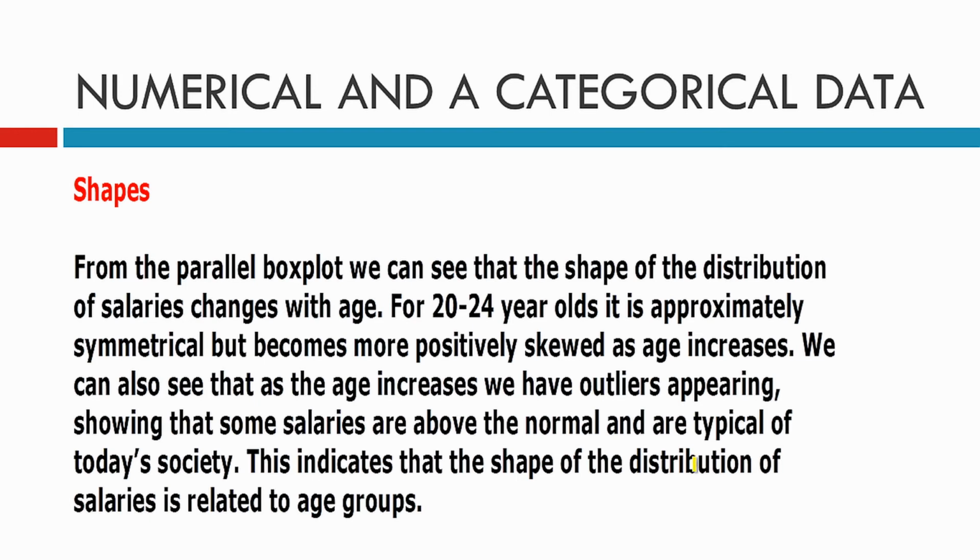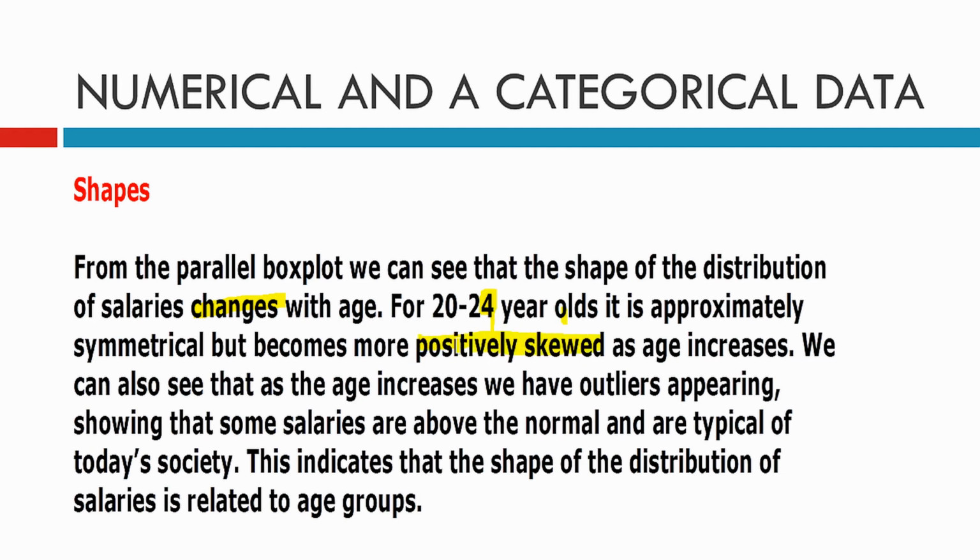The shape. We've got the parallel box plots. We can see that the shape of the distribution of salaries changes with age. We saw that it changed. 20 to 29 year olds is approximately symmetrical, but becomes more positively skewed as age increases.